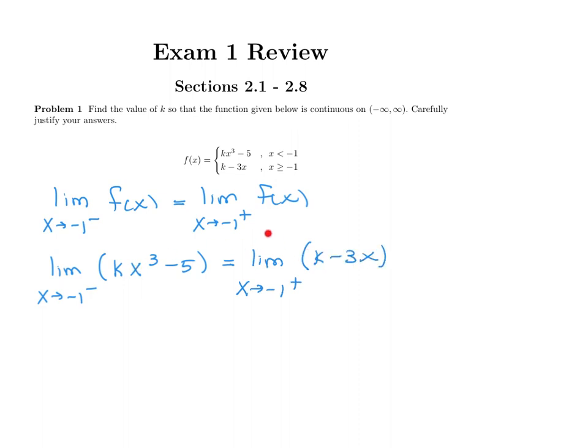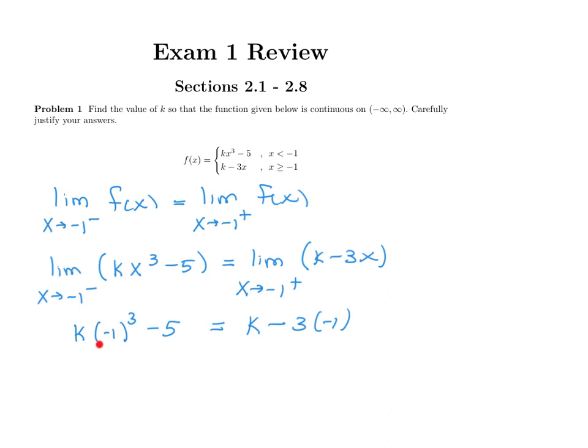So we want these two things to be equal, and k is a number. It's a constant. We can evaluate this limit by simply putting -1 in place of x, and we can do the same thing on this side as well. In doing so, we've evaluated the limit. On the left, we have k times -1 cubed minus 5 is equal to, on the right, we have k minus 3 times -1. We just want to choose the value of k that makes this a true statement.